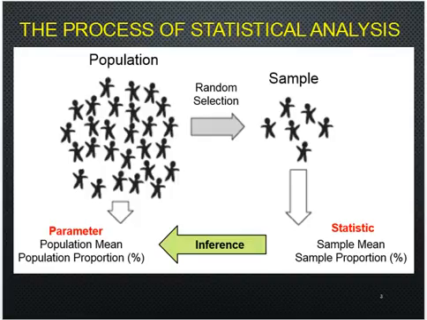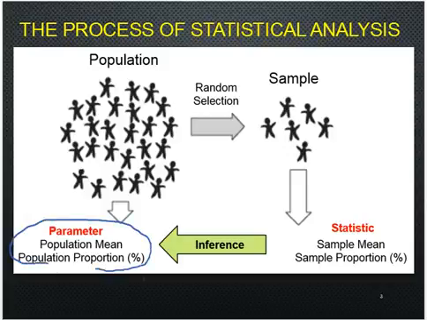So here is a visual of the process of statistical analysis. You have a population, a group of individuals or items that you're interested in. From that population, you'd like to make some estimate about something about the population. A parameter is some aspect, some characteristic of the population. It might be the mean of the population. It might be the proportion of the population. Generally, populations are inaccessible. You cannot obtain all individuals. You don't have the money, you don't have the time.